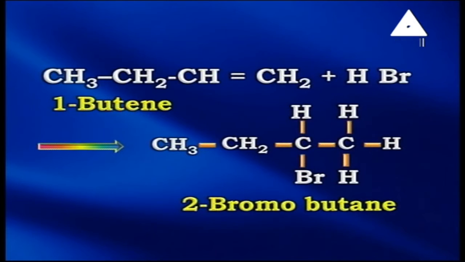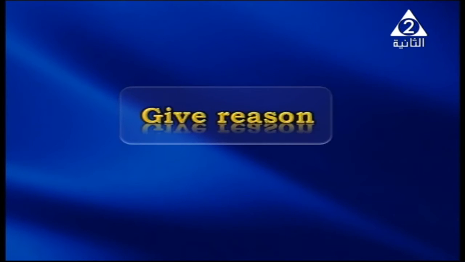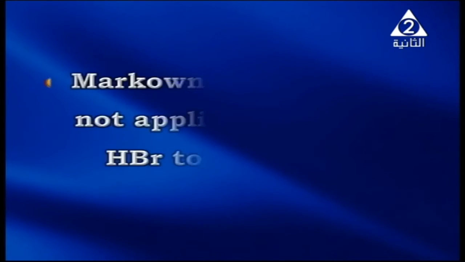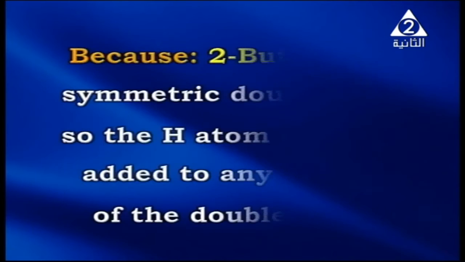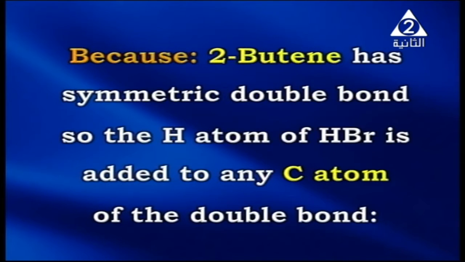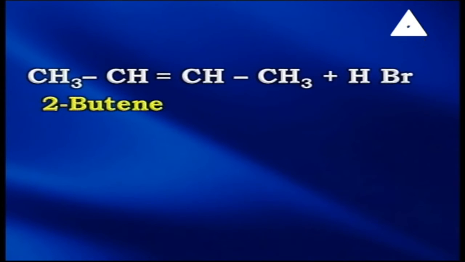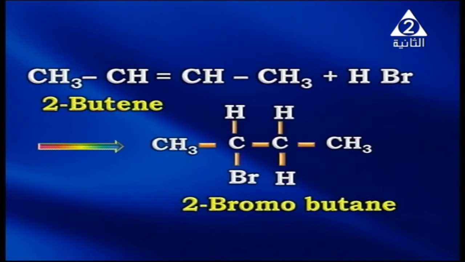Another good reason at this point. Markovnikov's rule is not applied on adding HBr to 2-butene because 2-butene has a symmetric double bond, so the hydrogen atom of HBr is added to either carbon atom of the double bond. As the equation proceeds on the screen, 2-butene plus hydrogen bromide gas gives 2-bromobutane, as shown on the screen.